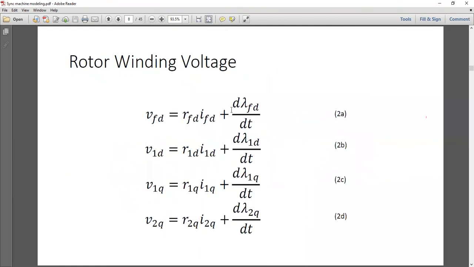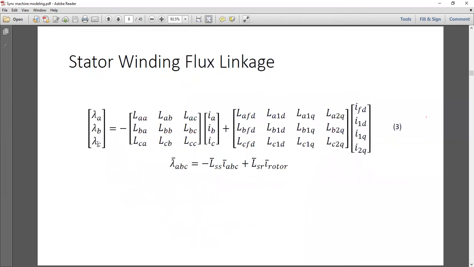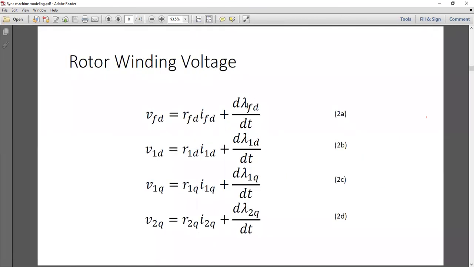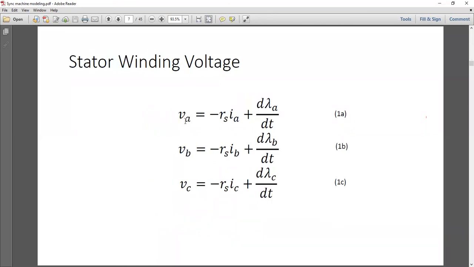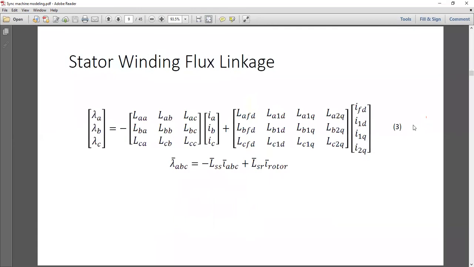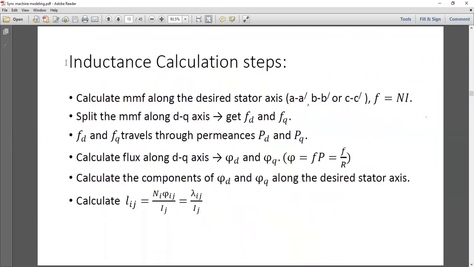Why? Because we wanted to put them here and find the expression of VFD. We saw that lambda A, lambda B, lambda C are functions of different sorts of L values, or inductance values. So now we are interested in the L's, so that when we plug in the L values here, we can get lambda and plug them back into the expression of voltages, and then we are done with our job. So we need to calculate the inductance values. Next, inshallah, we will start it on Friday.